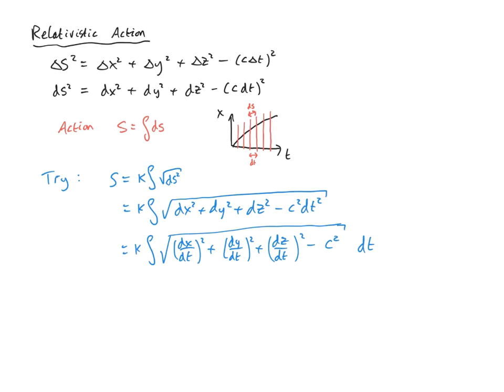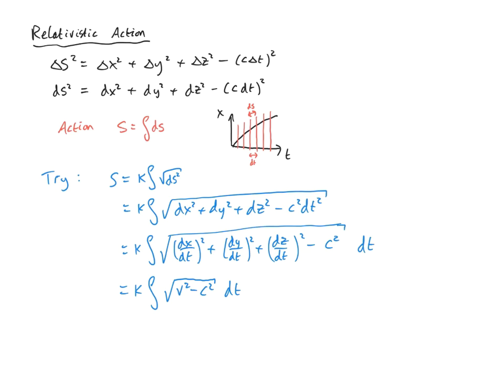And what is that something? Well, inside the square root here, we have objects like dx by dt, dy by dt, and dz by dt. They are the velocities along the x, y, and z directions. And the sum of the squares of the velocities along the x, y, and z directions is simply the total velocity squared. And so, this is very nice, because we have the integral of the square root simply of v squared minus c squared, and then the integral dt. So we're integrating now over time.